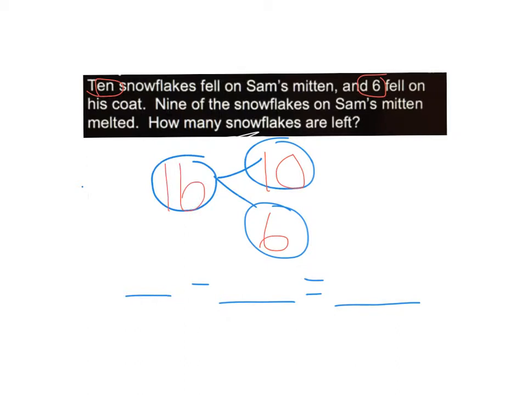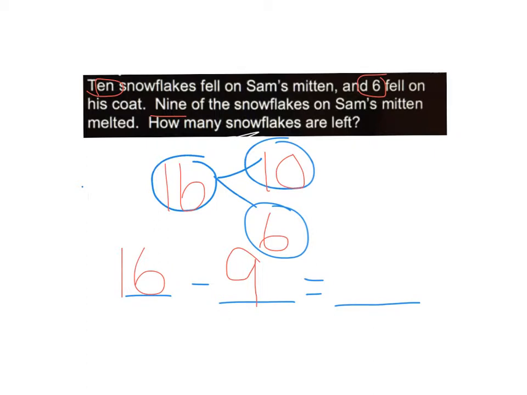So I'm going to put 16 into my whole because that's how many Sam has all together. Now, that's going to be my big number. That's going to be my starting number because we always start with the entire amount that we have when we try to take away. So we have 16 snowflakes, and then it said 9 of Sam's snowflakes melted. So now I have to figure out what 16 take away 9 is.